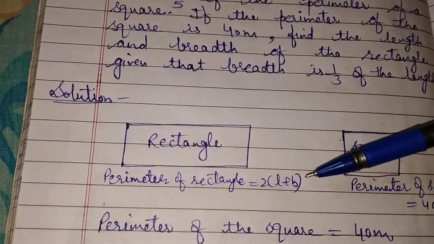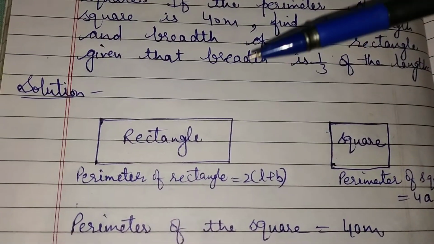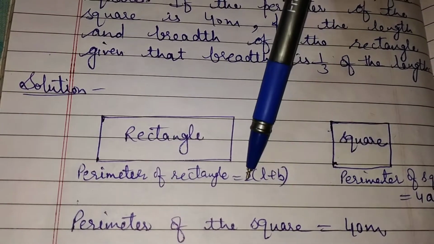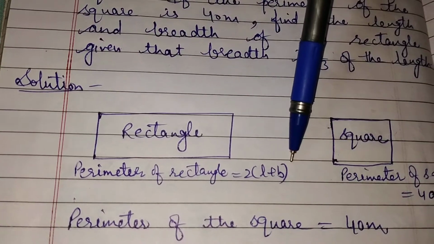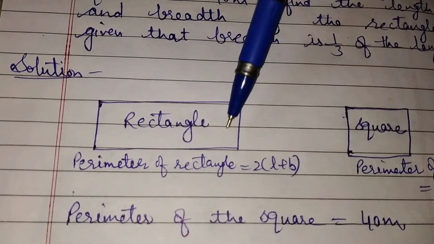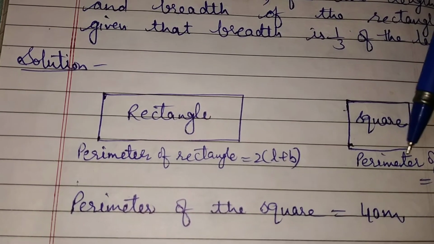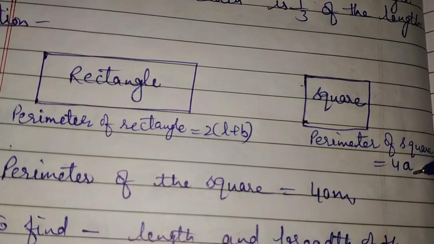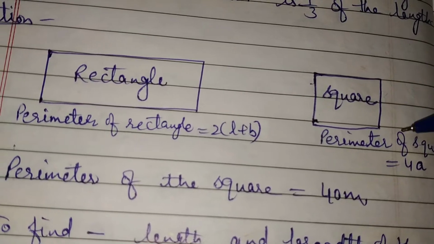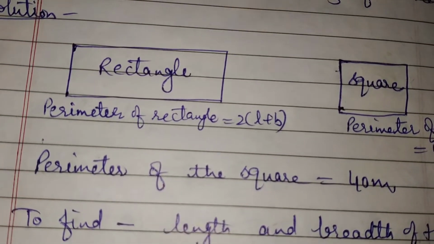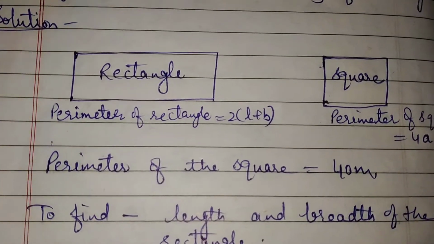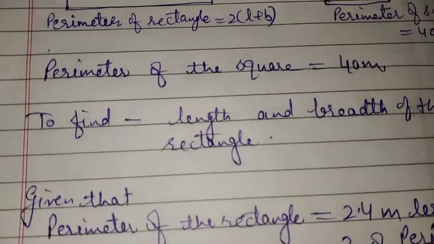What is the perimeter of a rectangle? Perimeter of a rectangle is 2 into (length plus breadth). This is the formula for finding the perimeter of a rectangle. And this is the perimeter of a square. This is the formula: 4 into side. You should know the formulas of the perimeter of a rectangle and the perimeter of a square.